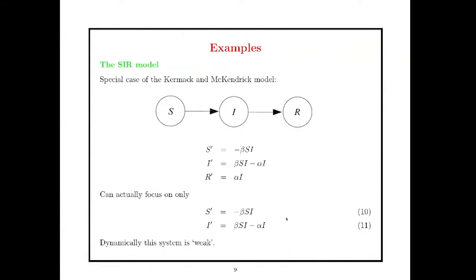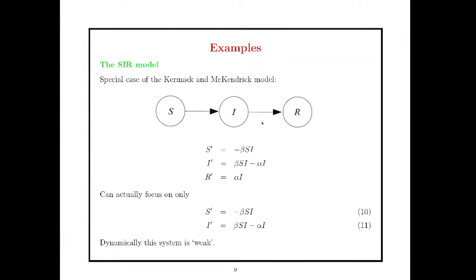The first example I want to present to you is a very, very simple example. It's the so-called SIR model. I think it's a special case of the famous Kermack and McKendrick models. In this SIR model, you have three compartments. The first compartment, S, contains susceptible individuals. Your second compartment, I, is the compartment of infected and infectious individuals.